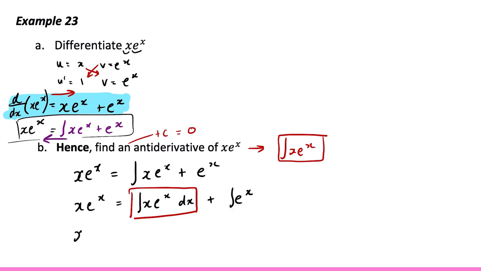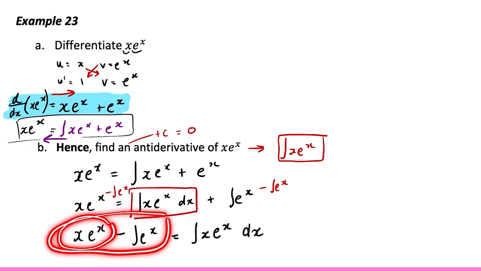So on the other side, I already have x e to the power of x. And what I'm going to do is I'm going to subtract this. Whatever I do to one side, I have to do to the other. So that'll be minus the antiderivative of e to the power of x, and that should equal the antiderivative of x e to the power of x dx. All right. Now, why did I do that? Well, on this side, this function's already completed.